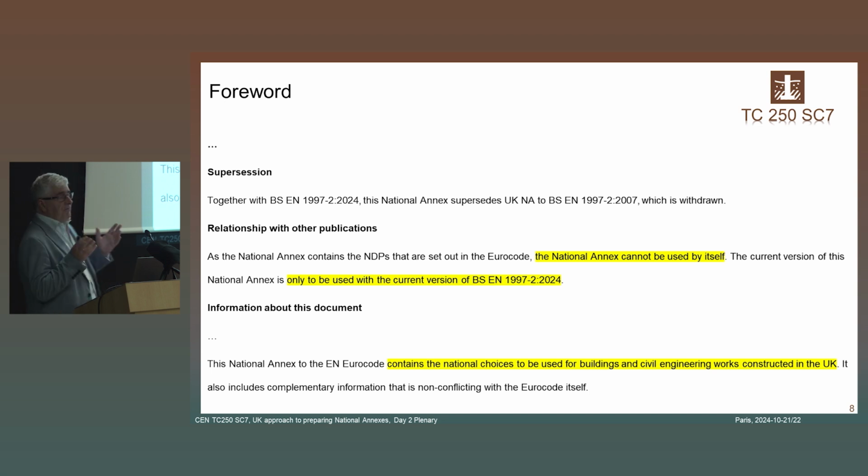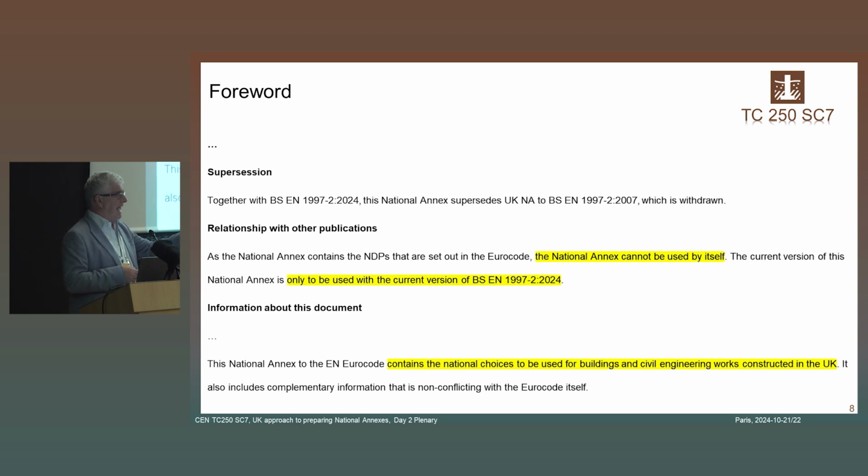The foreword, not very interesting, but there were one or two things I wanted to point out that we've actually included in there. So this is just an extract from it. We've felt it necessary to make it clear that the national annex cannot be used by itself. That may seem obvious, but it's something we felt we needed to say. And also, it is only to be used with the current version of the Eurocode. And this is an extract from our draft national annex for Eurocode 7 Part 2. Because one of the problems that we've had is the worry that people would use the national annex from the first Eurocode with the second Eurocode.